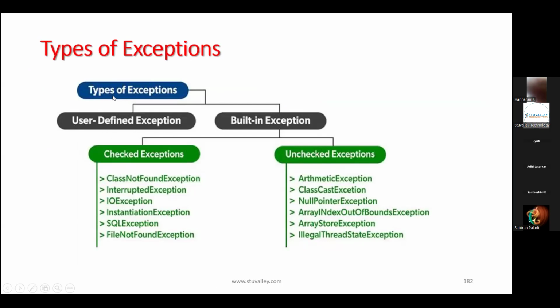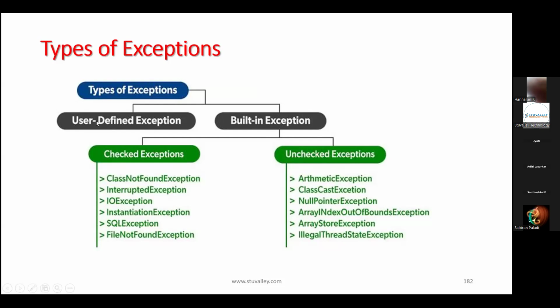Here, there are two types of exceptions. We have already seen checked and unchecked exceptions. But there are also two types of exceptions: built-in exceptions and user-defined exceptions. These are all built-in exceptions. These have different classes already defined in Java, in the java.lang package, all these exception classes are already defined with checked and unchecked exceptions. Second type is user-defined exception, also known as custom exception, which we will create according to our need.